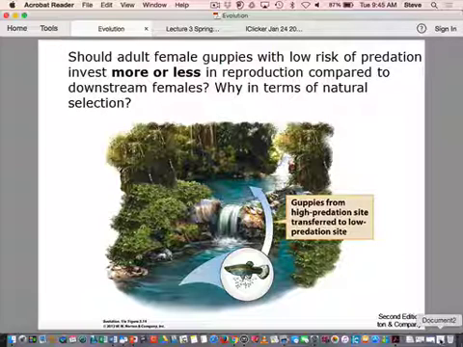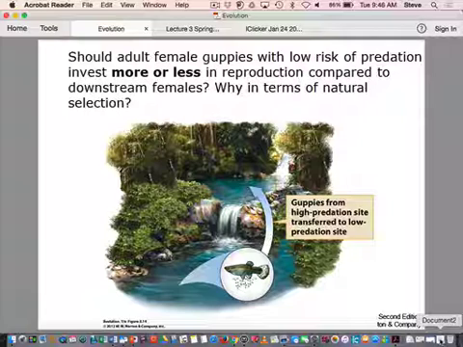So now, if you had to believe that, do you understand why it's less? The basic idea is pretty simple. Those females in that upstream site actually survive a much longer period of time once they reach adulthood and reproduce multiple times. And so the idea is they just invest less in each reproductive event because they have a high probability of surviving throughout a much longer period.